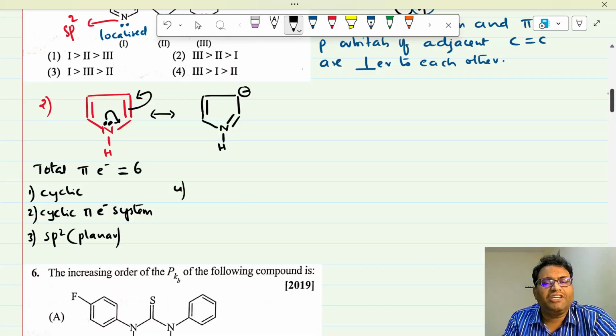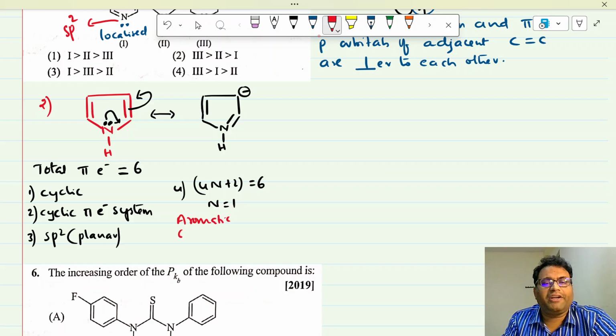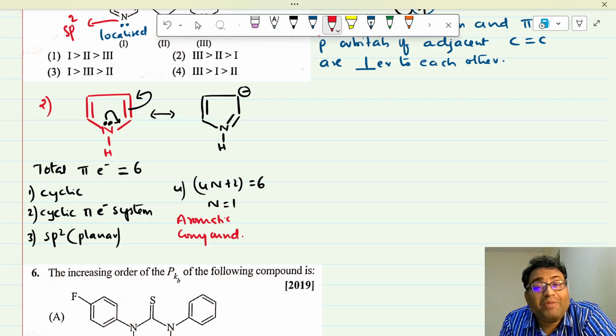And the fourth one is that it satisfies the 4n plus 2 pi electron rule. 4n plus 2 is equal to 6, so n is equal to 1. So what type of compound is it? Aromatic compound. See, now you can find that due to the involvement of this pair of electrons in resonance, this is becoming an aromatic compound. That means this pair of electrons is involved in aromaticity. So it is very much not available.